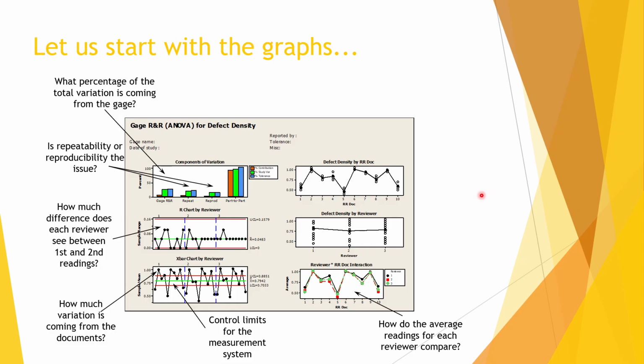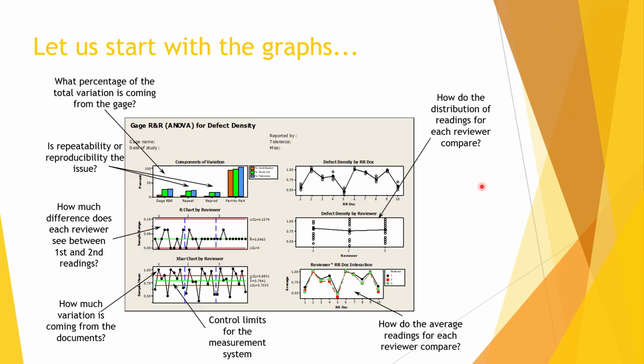How do the average readings for each reviewer compare? Based on this graph, it doesn't really look that bad. I mean, just visually, it's not looking that bad. I think they're pretty close to each other. Maybe not that bad. So they did say proceed with caution, right, based on the number, but it's somewhat different. But based on the visual, it really doesn't look that bad.